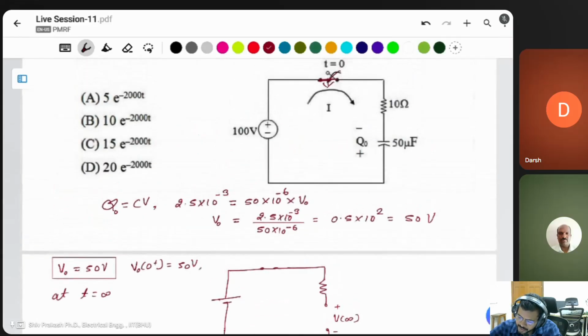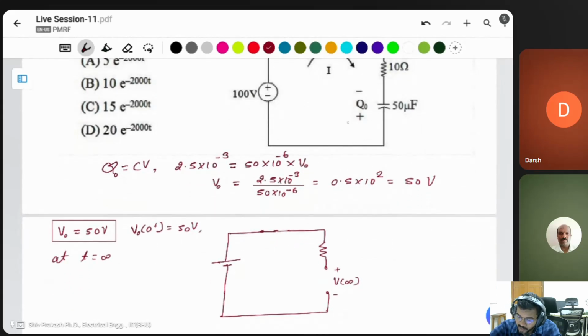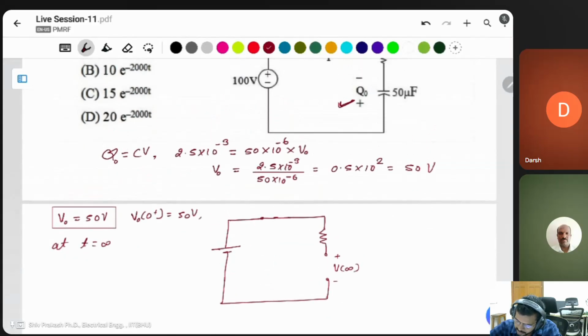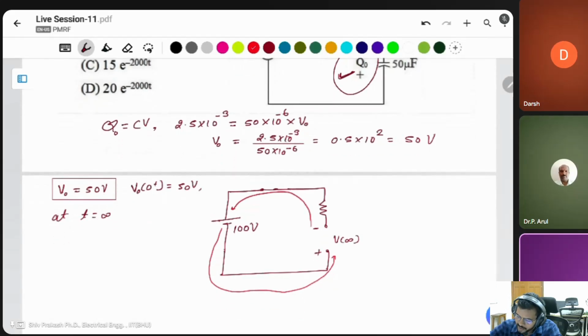But the initial voltage, if you take this polarity 50 volt, then the final voltage of this one is positive. The polarity of this capacitor is given according to the question. Is this one plus or this one minus? This is the 100 volt. Then in this case, you can see the negative terminal of the capacitor is connected to the positive terminal of the supply. That's why this will be minus of 100 volt.